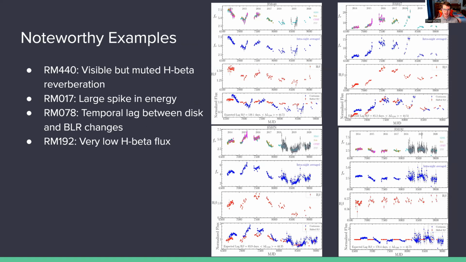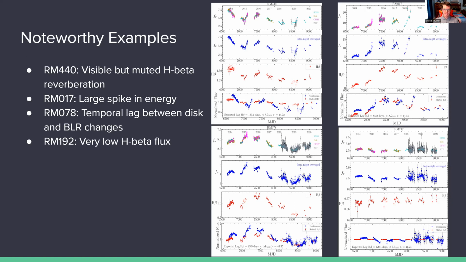Other noteworthy examples that I had found were RM440, in the top left, which had a very muted reverberation as the accretion disk was very variable. And while the H beta did follow, it did reverberate, something was making the disk not follow through as well as the broadline region. In RM017, at the top right, there was a very large spike in energy that showed that this quasar, which started out as a very low energy target, over the course of 3 years became a very high energy target.